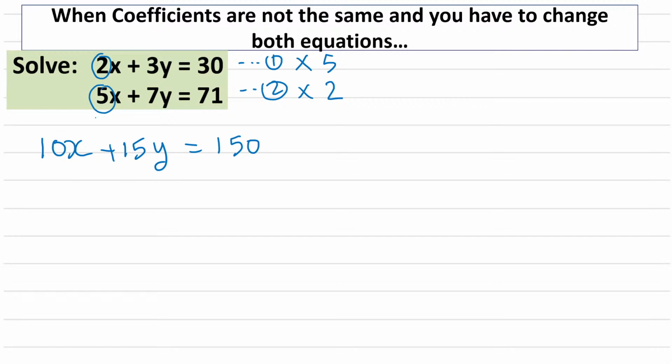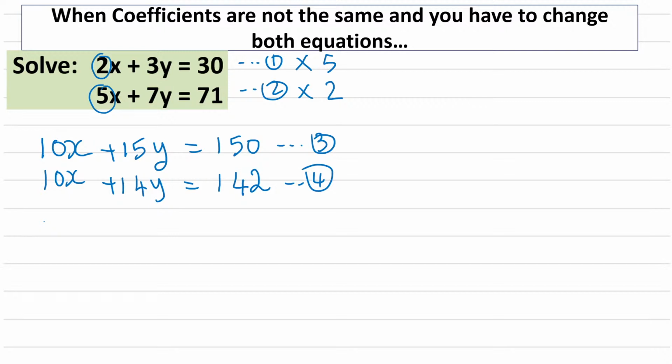And the next equation: 5x times 2 is 10x, plus 7y times 2, that will give me 14y, equals 71 times 2, which is 142. So I can call this equation 3 and this one equation 4. Now my x's are the same, but they are both positive. So what should I do to get rid of them?